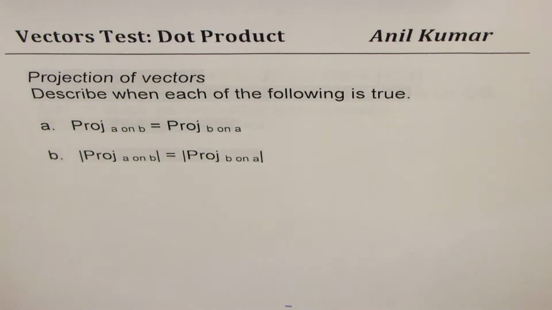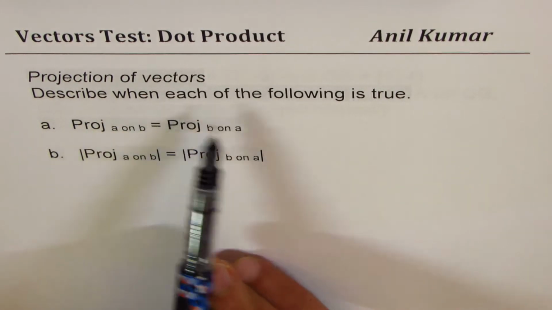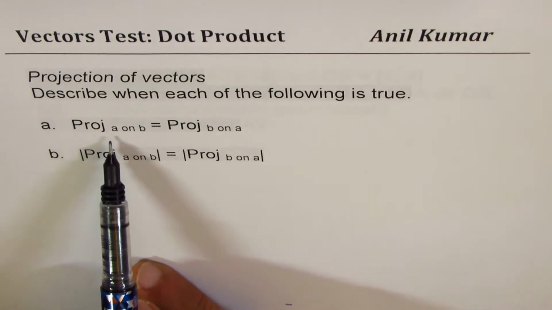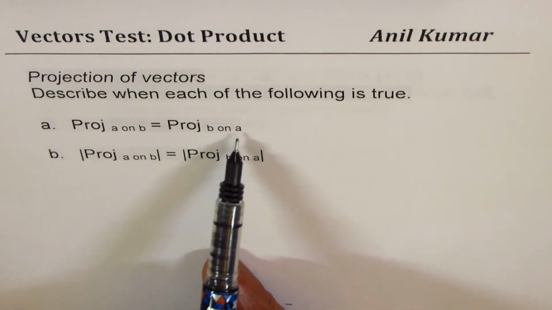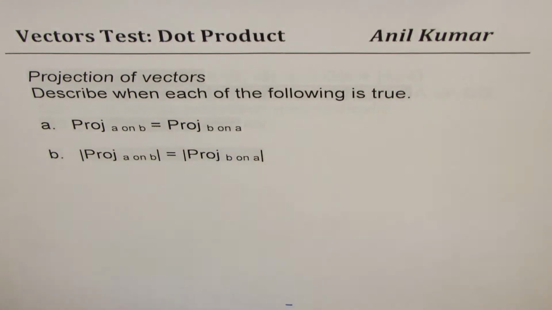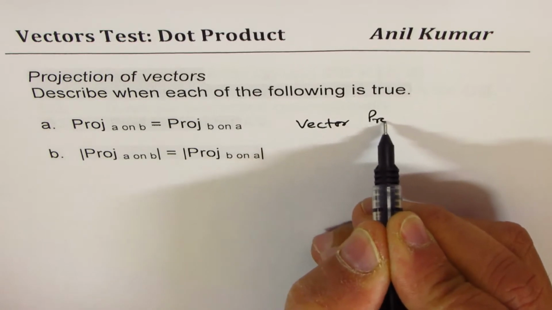So now let us begin with projection of vectors. Here is an example. We'll try to understand what exactly scalar and vector projections are. So the question here is, describe when each of the following is true. A is projection of vector A on B equals projection of B on A. So when we say projection of, we are trying to say vector projection. So this is regarding vector projection.